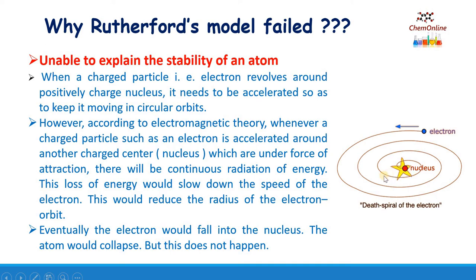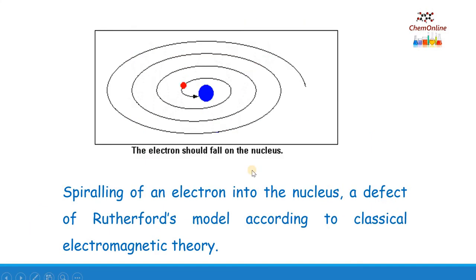But actually this does not happen. Why the atom remains stable could not be explained by Rutherford. Here you can see the spiraling of an electron into the nucleus, and this is one of the main defects of Rutherford's model.